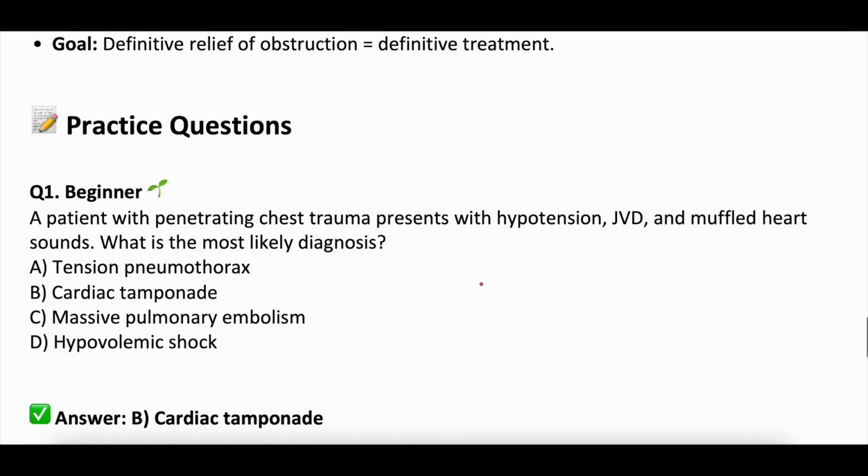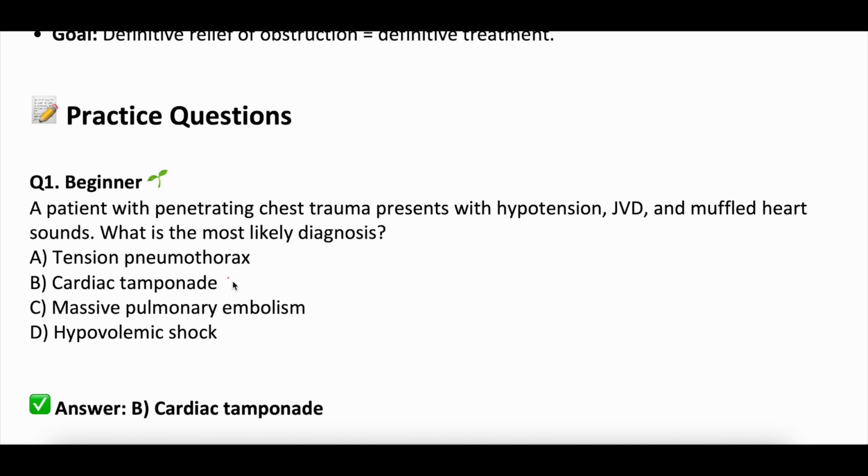The answer is B, cardiac tamponade. This is that classic Beck's triad: hypotension, JVD, and muffled heart sounds. For tension pneumothorax, you would have hypotension and JVD. You would not have muffled heart sounds, and you would see tracheal deviation, decreased breath sounds on the affected side, hyperresonance to percussion, all that good stuff. Massive pulmonary embolism, you'd see hypotension, you'd probably see JVD, there wouldn't be muffled heart sounds. You'd also expect hypoxemia, tachypnea, tachycardia, all that good stuff.